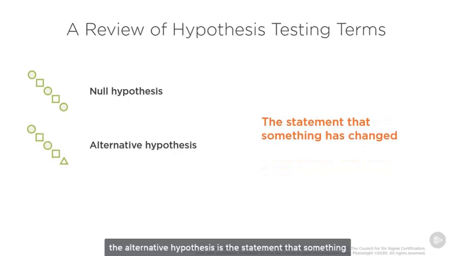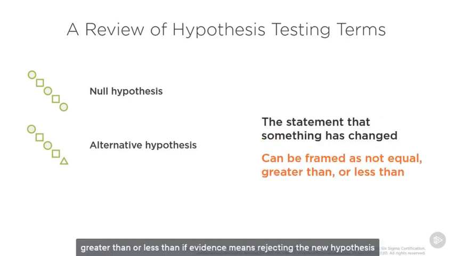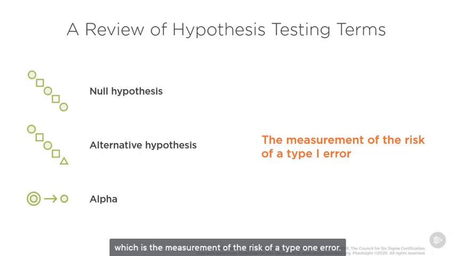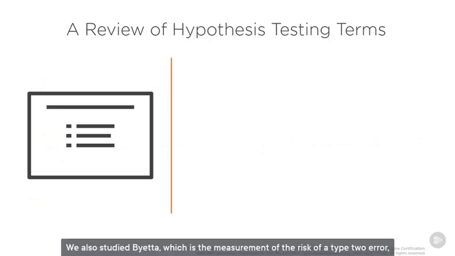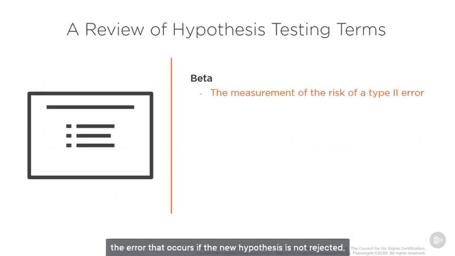The alternative hypothesis is the statement that something has changed or is statistically different. It can be framed as not equal, greater than, or less than. If evidence means rejecting the null hypothesis, then the alternative hypothesis is assumed to be true. I also introduced you to the concept of alpha, which is the measurement of the risk of a type 1 error, the error that occurs if the null hypothesis is rejected when it was actually true. We also studied beta, which is the measurement of the risk of a type 2 error, the error that occurs if the null hypothesis is not rejected when it was actually false.